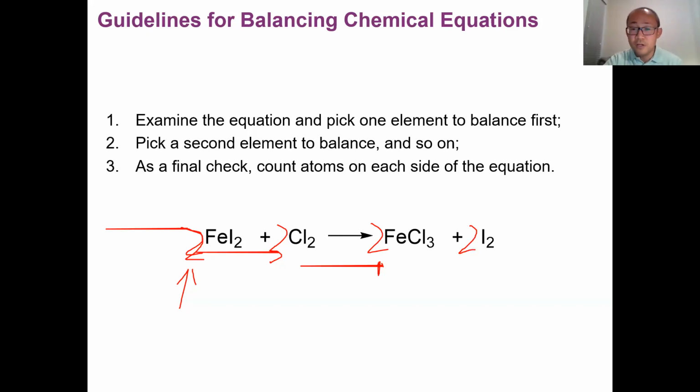2 iron, 2 iron. 4 iodine, 4 iodine. 6 chlorine and 6 chlorine. If you pick one element, usually we pick the element that appears only once on either side of the arrow. It makes it easier. And then you pick another one. Again, make sure you double check: do you have the same number of atoms on either side of the arrow?